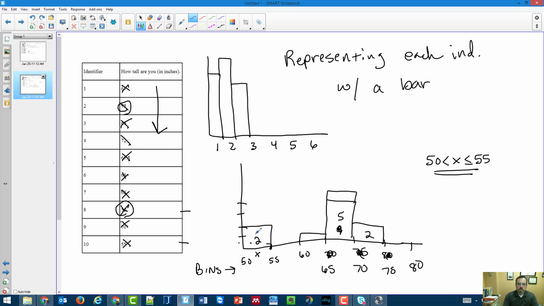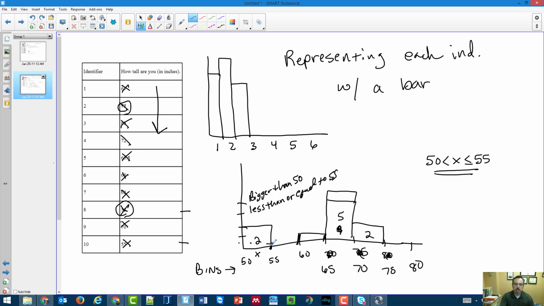So really, just to be clear, this is bigger than 50, less than or equal to 55. Then bigger than 55, but less than or equal to 60. Bigger than 60 would be in the 65 bin, and bigger than 70 in this one. But again, that's really the big difference.